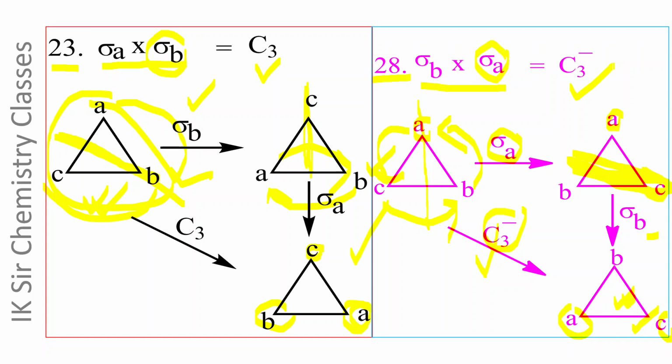Here it must be noted that sigma A multiplied by sigma B is equal to C3, while sigma B multiplied by sigma A is equal to C3 inverse. It means sigma A and sigma B symmetry operations don't commute with each other.